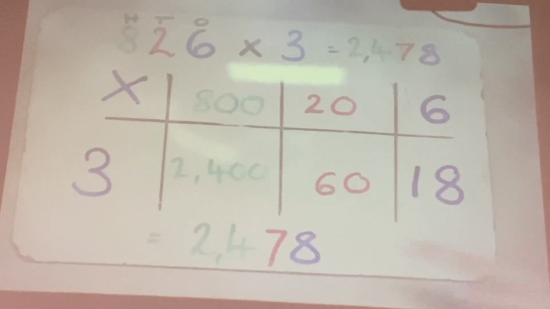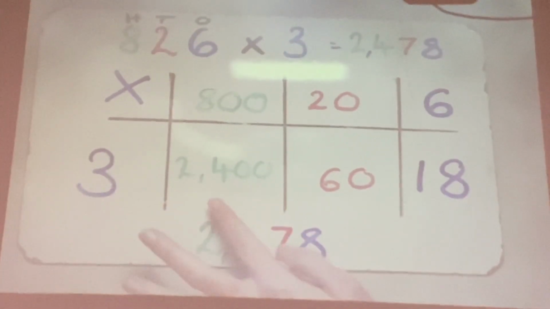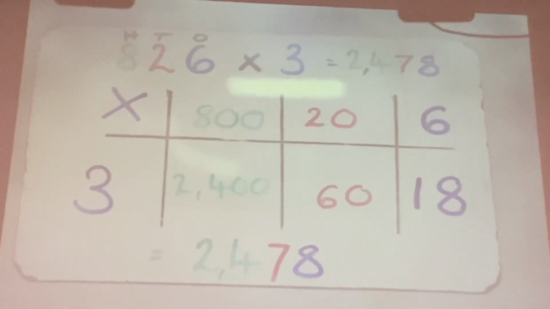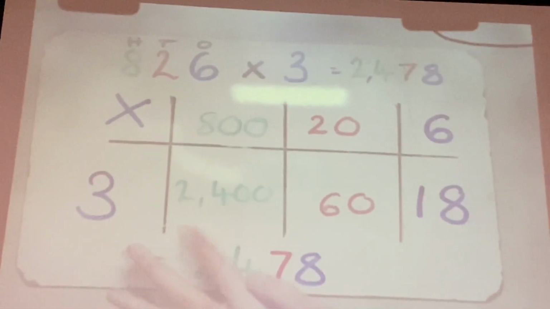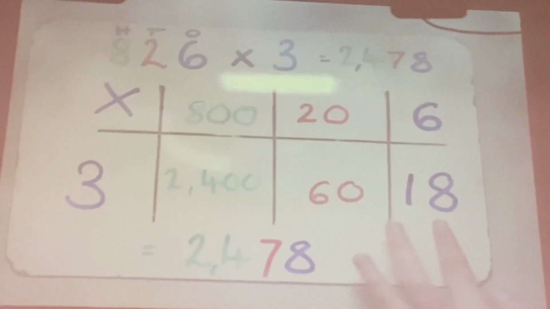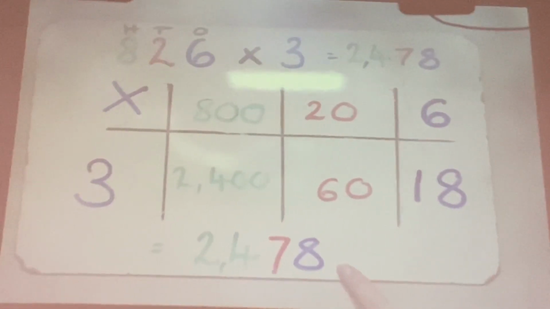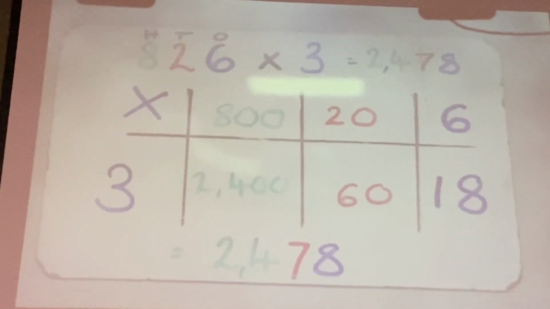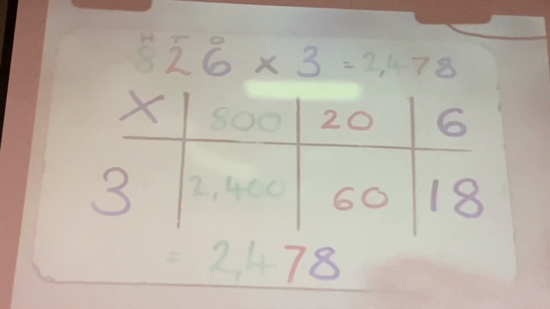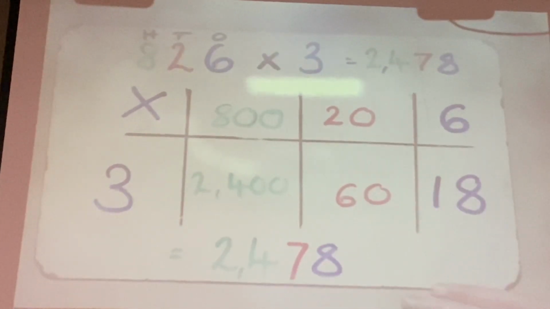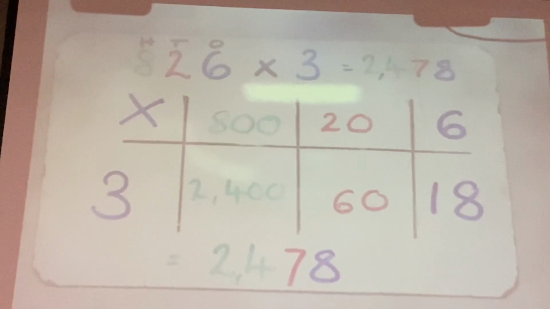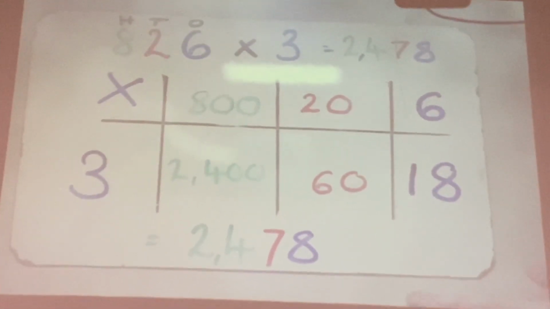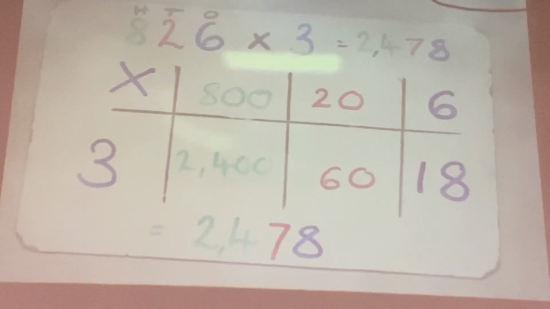And the final step when using the grid method is they have to add these 3 numbers together. So 2,400 add 60 add 18. And that gives them the answer of 2,478. So it's just a way to break it down into the steps before they move on to that formal written method of multiplication. That only works if they actually know their times tables.